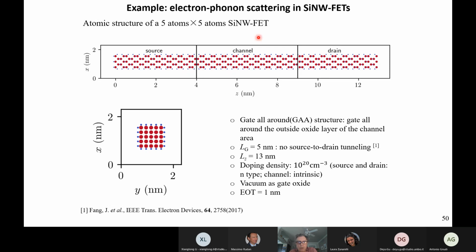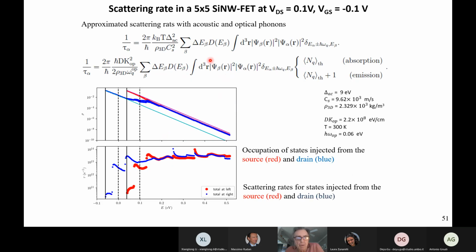And it's an all-around gate, square cross-section. The insulator, quote-unquote, is vacuum. Okay, there's no silicon dioxide, mainly because with empirical pseudopotentials, we cannot simulate silicon dioxide. Otherwise, we've been trying, but the problem is oxygen, as in many cases. So these are the expressions for the scattering rates that we used.